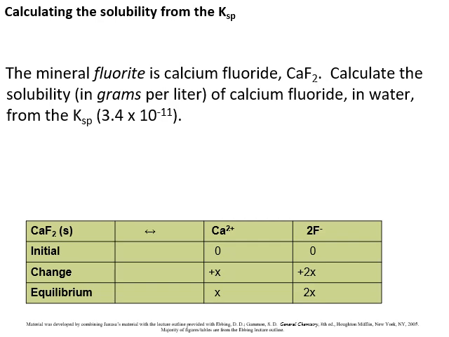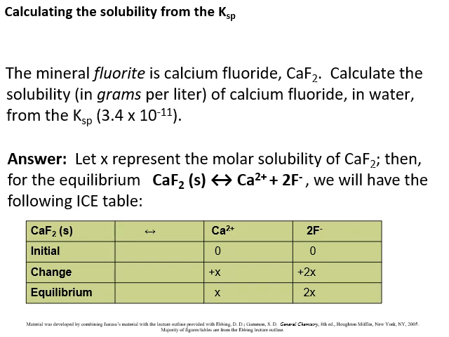For calcium, every time CaF2 breaks up in water, it will produce one calcium 2+ ion. So we add plus 1x equals x, but it will break up into 2 F minus ions. So we add plus 2x. 0 plus 2x is 2x. Now what are you going to do to solve the rest of the problem? Multiply x times (2x) quantity squared equals 3.4 times 10 to the minus 11th. Next slide.